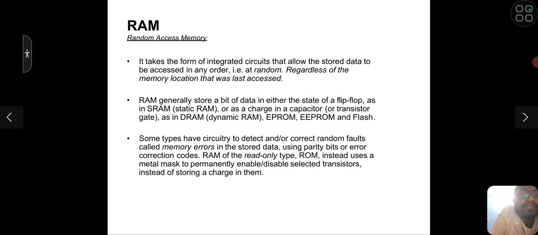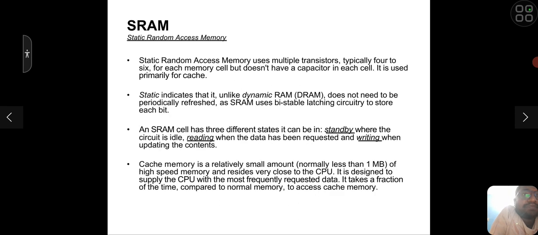RAM generally stores a bit of data either in the state of a flip-flop, as in SRAM, as a charge in a capacitor or transistor gate, as in DRAM, dynamic RAM, or flash. Some types have circuitry to detect and/or correct random faults called memory errors in the stored data, using parity bits or error correction codes. Read-only RAM instead uses just metal to permanently enable or disable selected cells, instead of storing a charge in them.